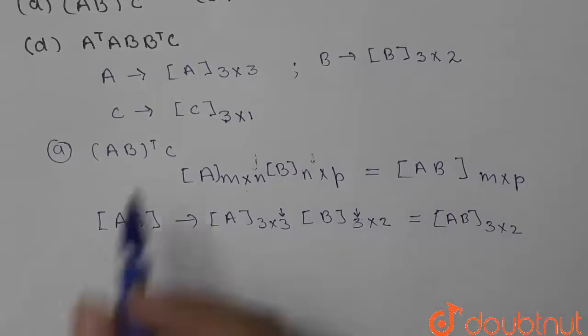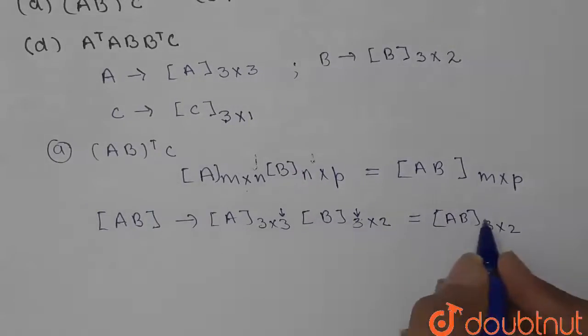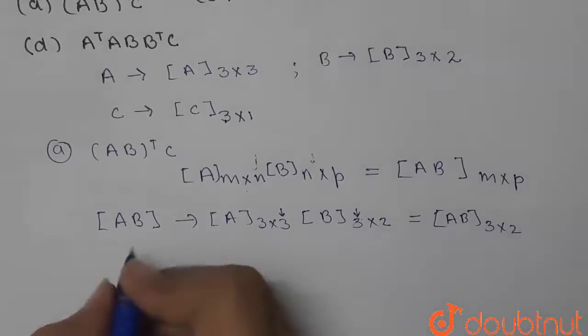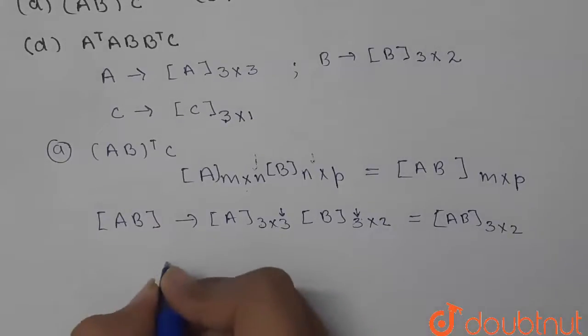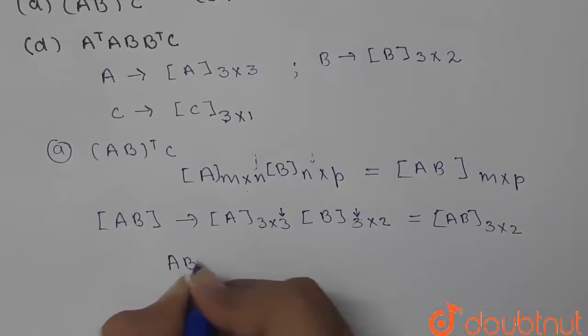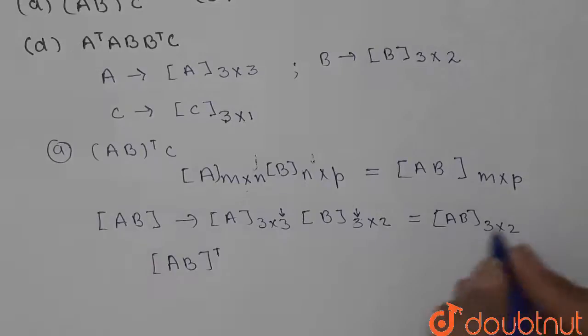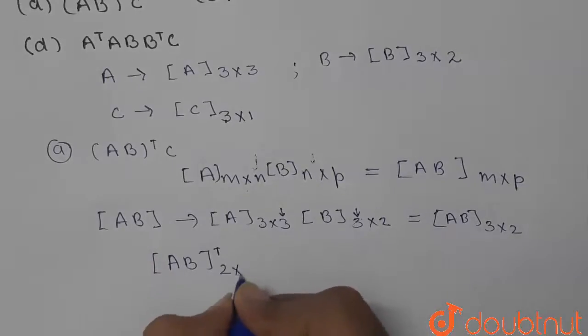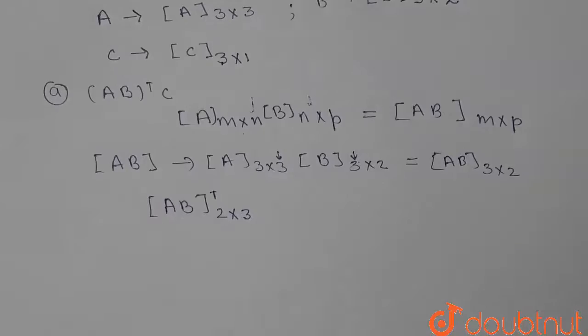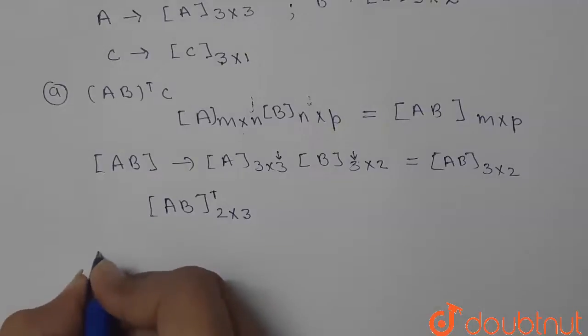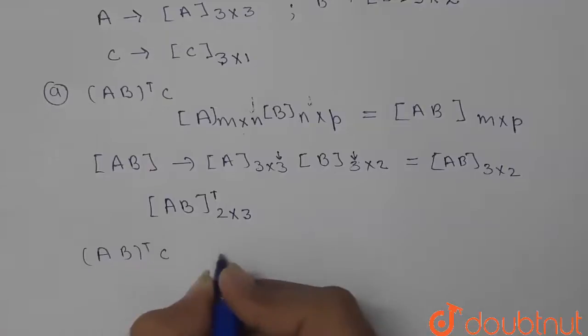But here we need AB transpose, and we know in transpose, rows are changed into columns and columns are changed into rows, vice versa. So AB matrix whole transpose, this is 3 cross 2, so its transpose will be 2 cross 3. Now we need to find AB matrix transpose and then into C matrix.